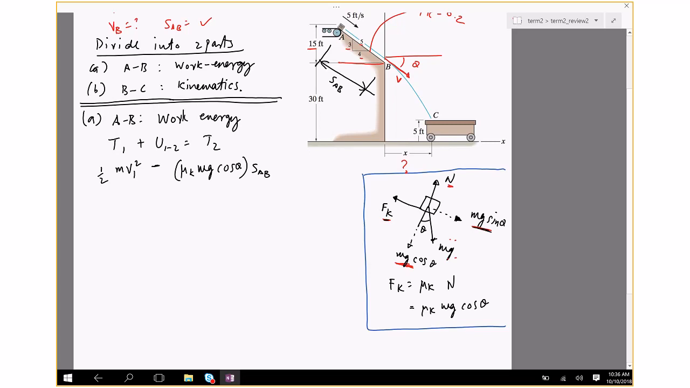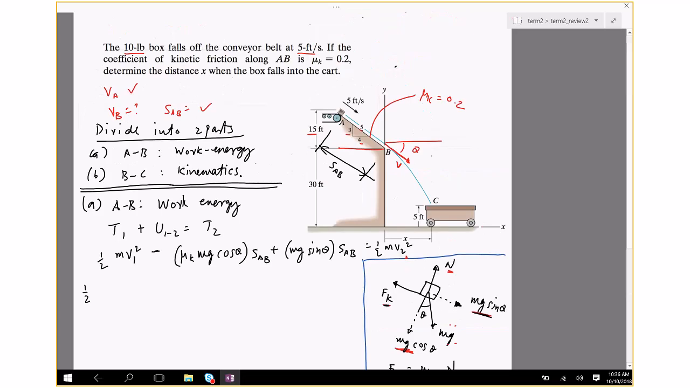We also need to find the work done by mg sine theta. So mg sine theta is the force times the displacement, which is again SAB. And the sign is positive because mg sine theta and SAB are in the same direction. equals half mv2 square. So let's sub in values for different things.